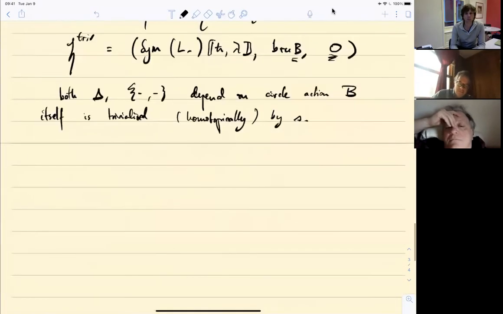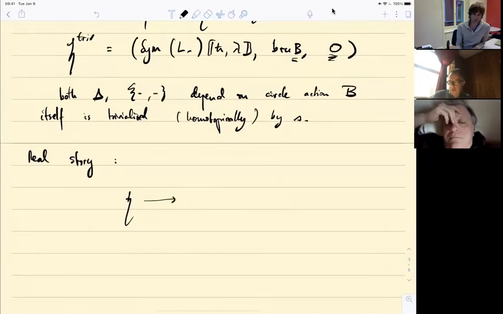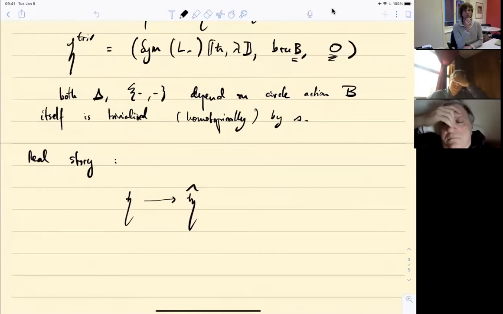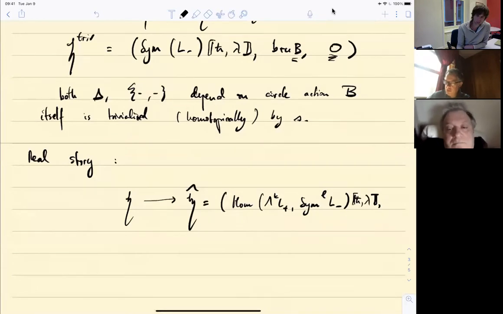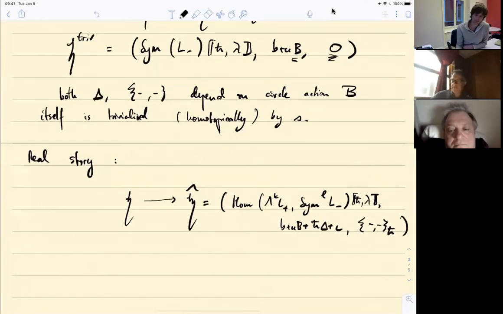So the real story is that we have the following picture. We have our DGLA H, and we had constructed another DGLA H hat, which was the Koszul resolution of H. Instead of having that symmetric algebra on L minus, it had Hom, wedge K L plus, Sym L L minus, double bracket H bar lambda, with a new differential, which was B plus UB plus H bar delta plus another term iota, and another bracket, which we denoted by bracket H bar. So it doesn't really matter how this was, but this was the resolution, k greater than or equal to 1.